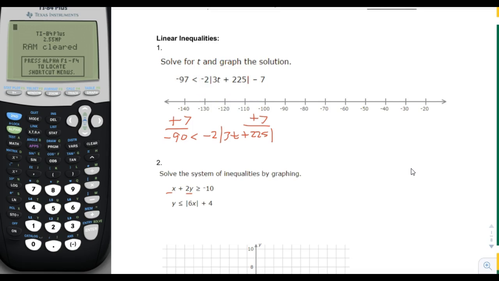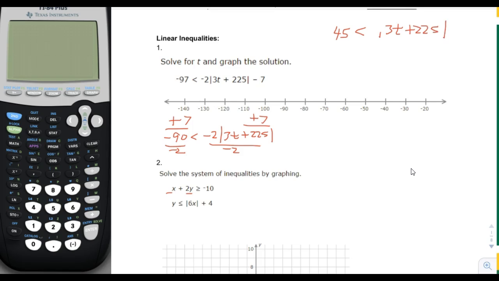Okay? Now what's the next layer to unpeel? The next layer to unpeel is this multiply by -2. Some people might think it's subtract 2 because there's a minus sign there, but actually that's a negative sign. And so how do we get rid of a multiply by -2? Well, we divide by -2. So I'm going to divide both sides by -2. The left side is going to become positive 45, and the right side is going to become just the absolute value, 3t plus 225.